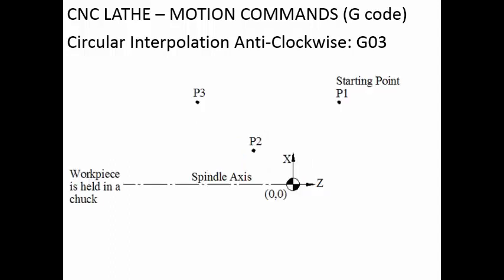So for example, let us say we are having a tool at a point P1, then we want to move towards the point P2 in the counterclockwise direction, then we will use this particular command. So the syntax is like this, it is G03, XA, ZB, RC and FD. So A, B, C and D are the values we have to give. So X represents X coordinate, Z represents the Z coordinate, R represents the radius of the curved path. Here D represents the value of the feed rate in millimeter per minute.